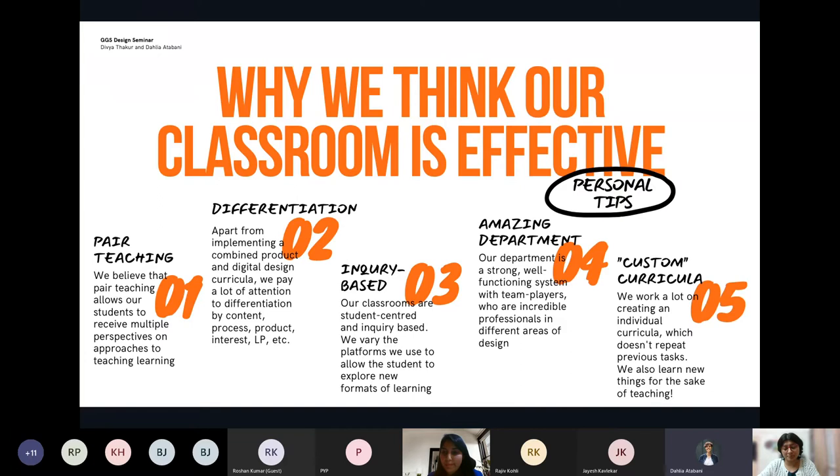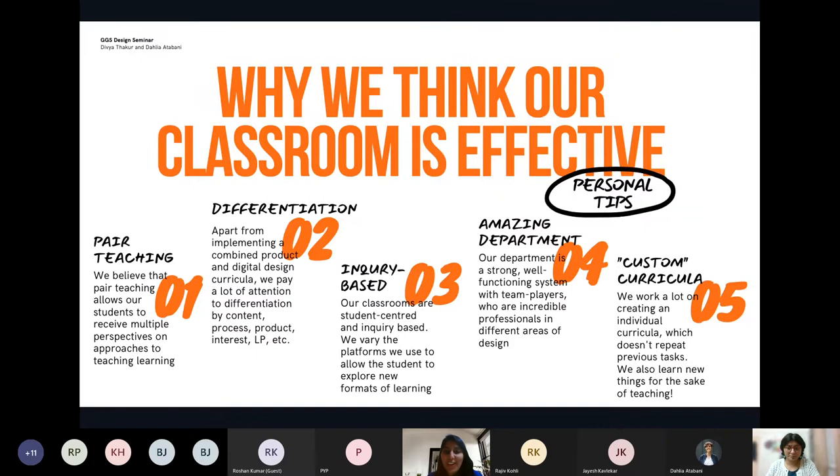So a small tip, if you are just a beginner MYP teacher, you really want to see that your classes are inquiry-based, that you have no lecturing going on, and that you vary the platforms which you use for students to work on, for them to explore new things, and you don't feel intimidated or overwhelmed if you pass on control to the students. Because if you are a good teacher and if you're a qualified teacher, you will never lose the control of the classroom.